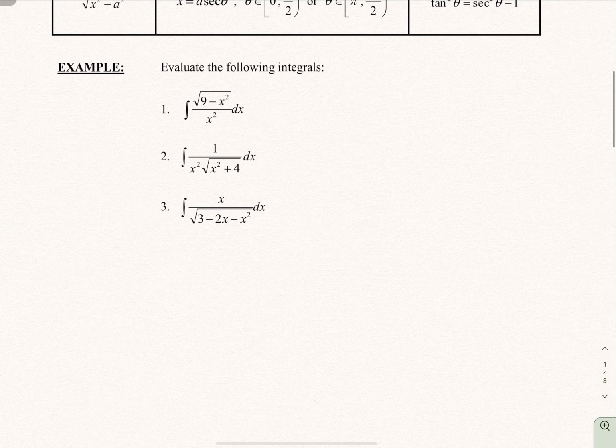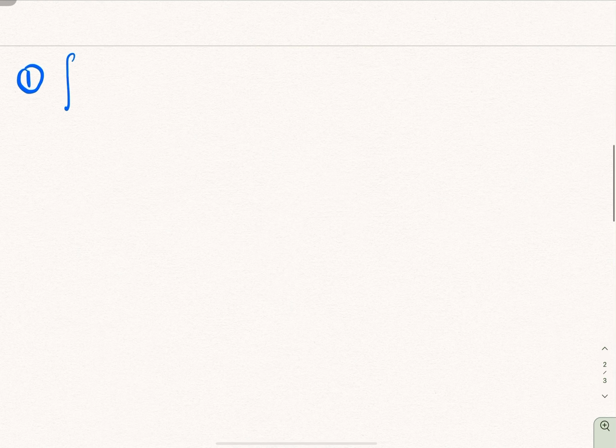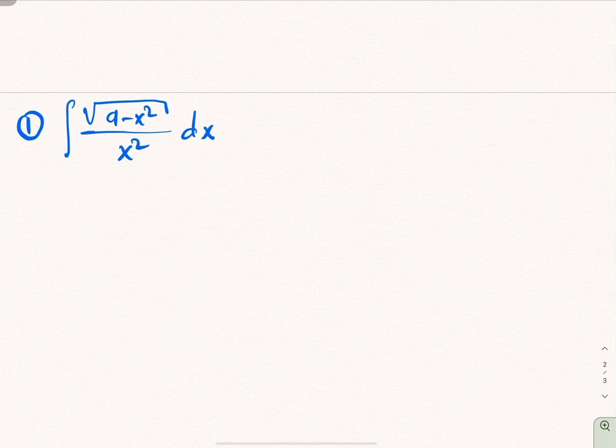The first one, we are given the integral of root of 9 minus x squared over x squared multiplied by dx. So I'm going to write it here that I'm going to get the integral of the square root of 9 minus x squared divided by x squared dx. Pay attention.